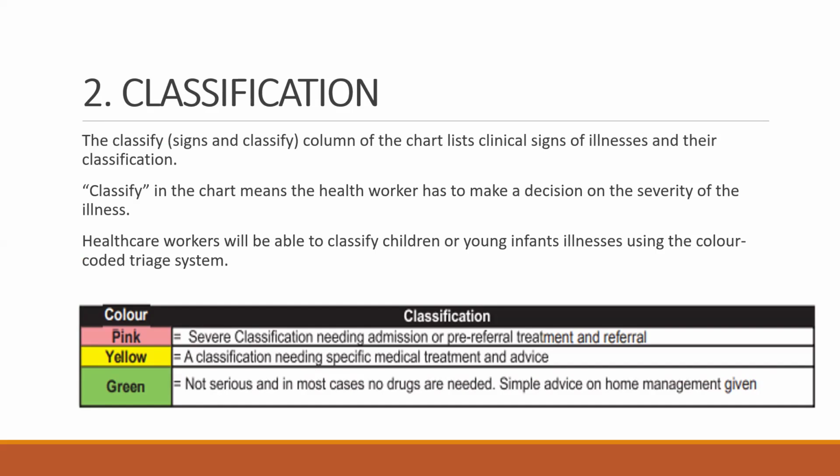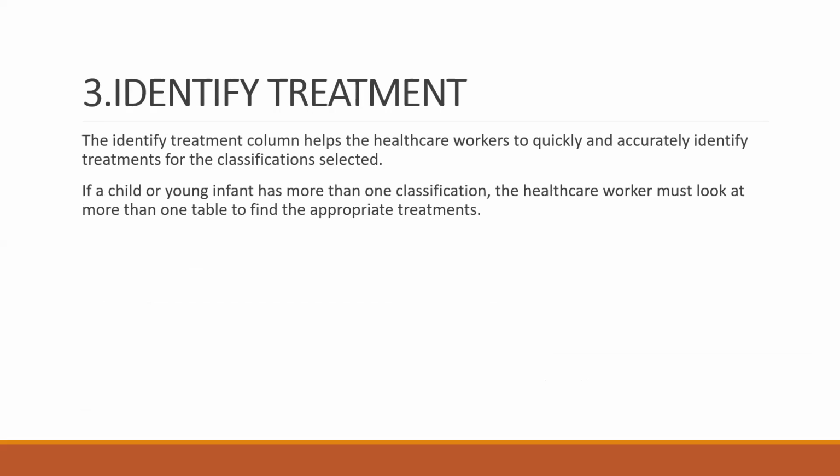The green color indicates that the condition is not serious and in most cases no drugs are needed. Simple advice on home management is given. If the child's symptoms fall in the yellow box, then the child will need specific medical treatment and advice. And if the symptoms of the child fall into the pink category, then it is indicated as severe classification, and it shows that the child will need admission or pre-referral treatment and then referral to a tertiary healthcare facility.